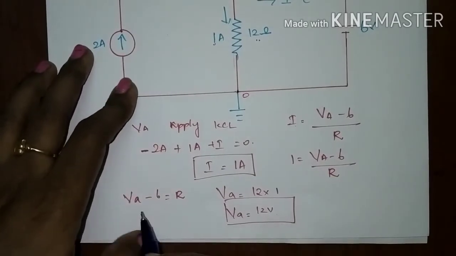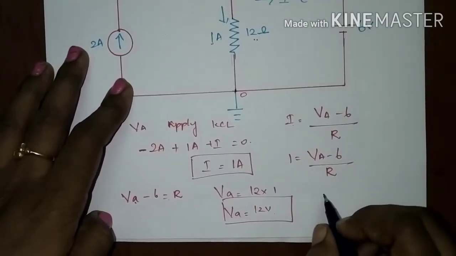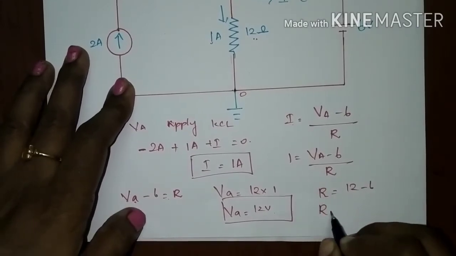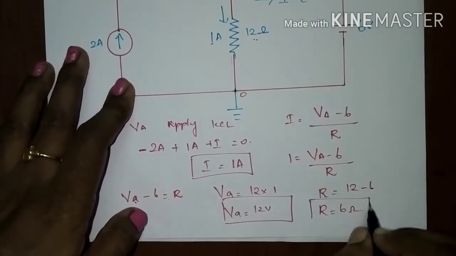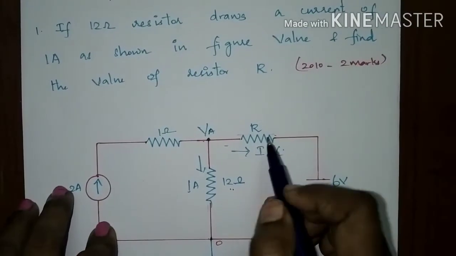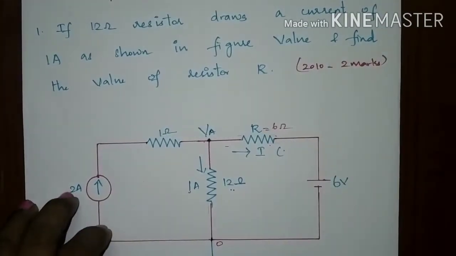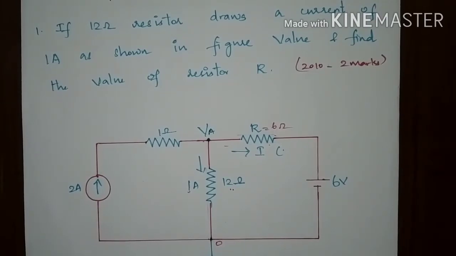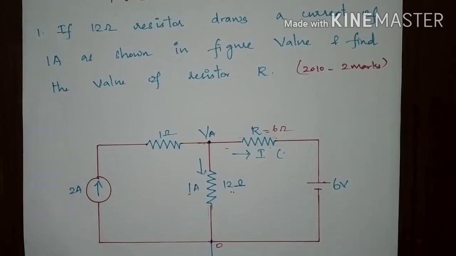Now substitute the value of VA here. You will get the value of resistance. R is equal to 12 minus 6. So R is equal to 6 ohm. The value of R in the circuit here is 6 ohm. Such a simple problem asked in the GATE of 2 marks in 2010. Let's move on to the next problem.